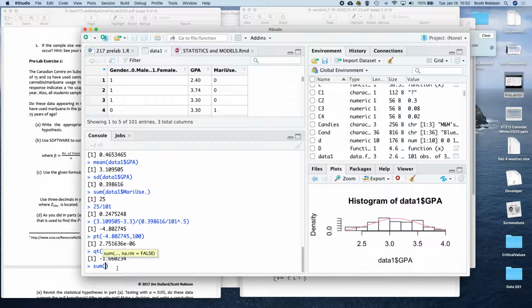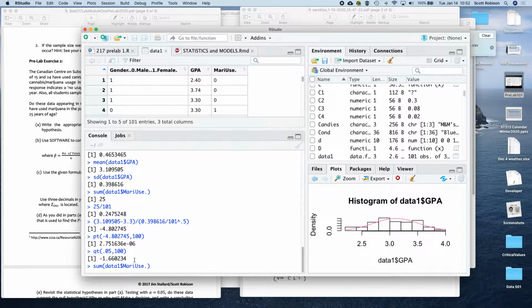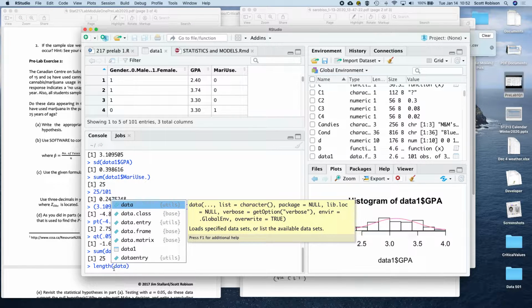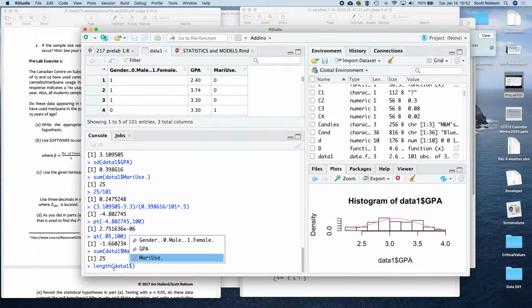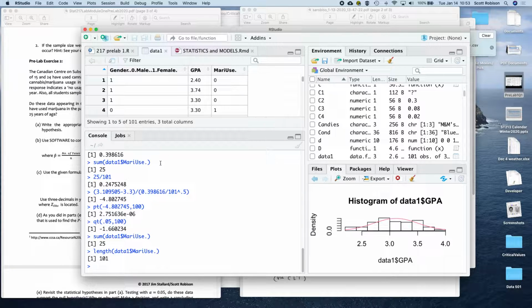For example, if I sum the data that is in the marijuana use, how many ones do I have? It's nice to add these because when you add a 0, it doesn't do anything. And then when you have a 1, that really just adds up where the ones are. So if I was to look through this, then I would have been able to count that there were 25 ones somewhat distributed throughout these columns, and the number of columns itself was 101.